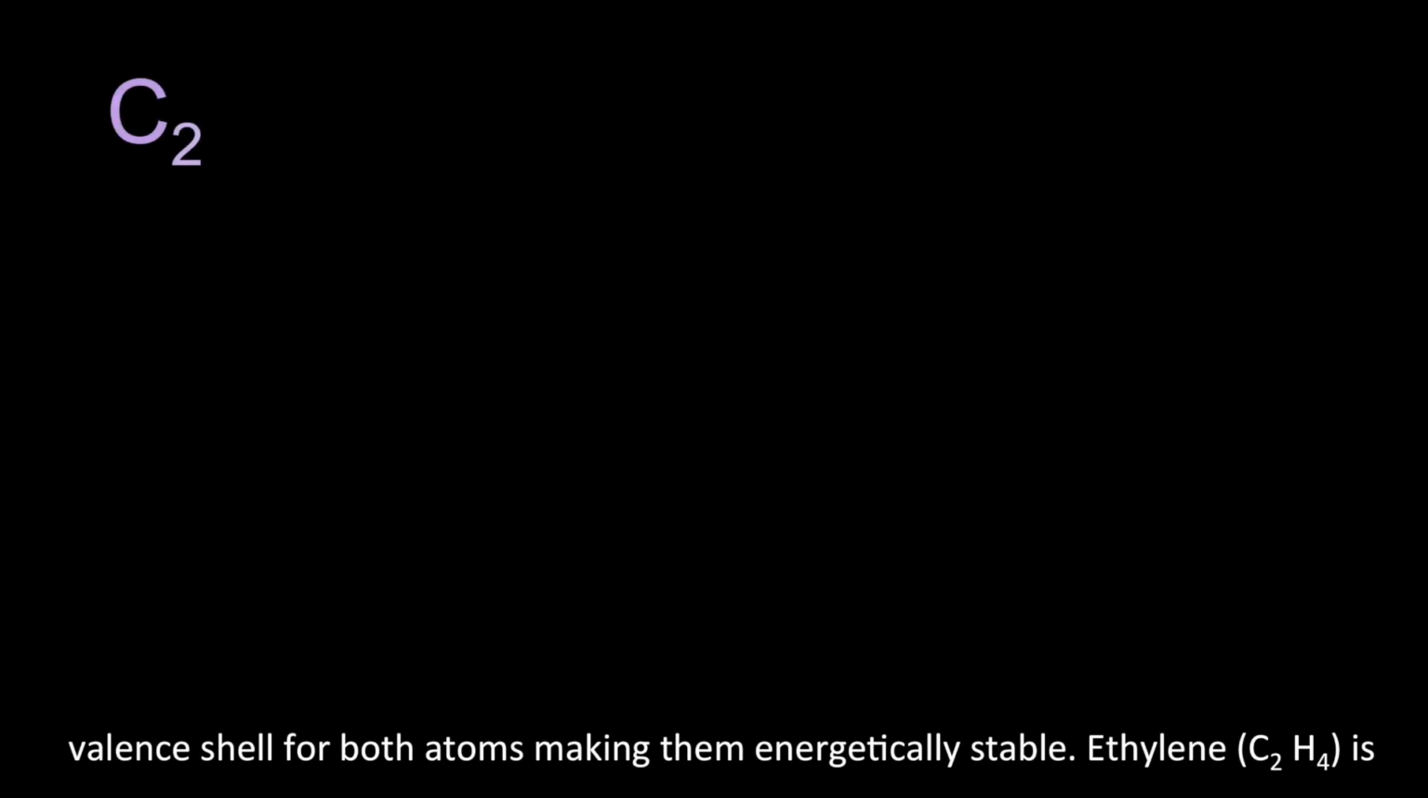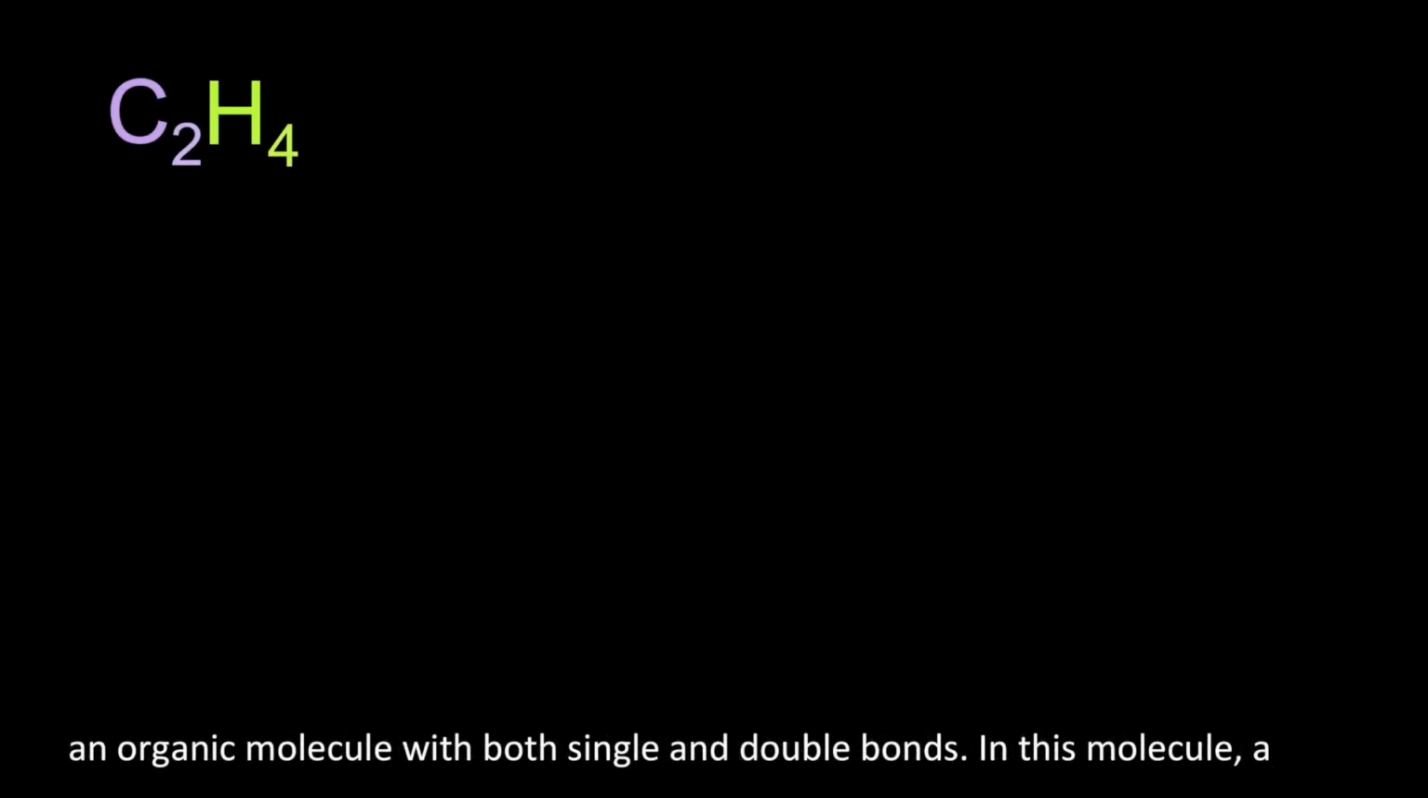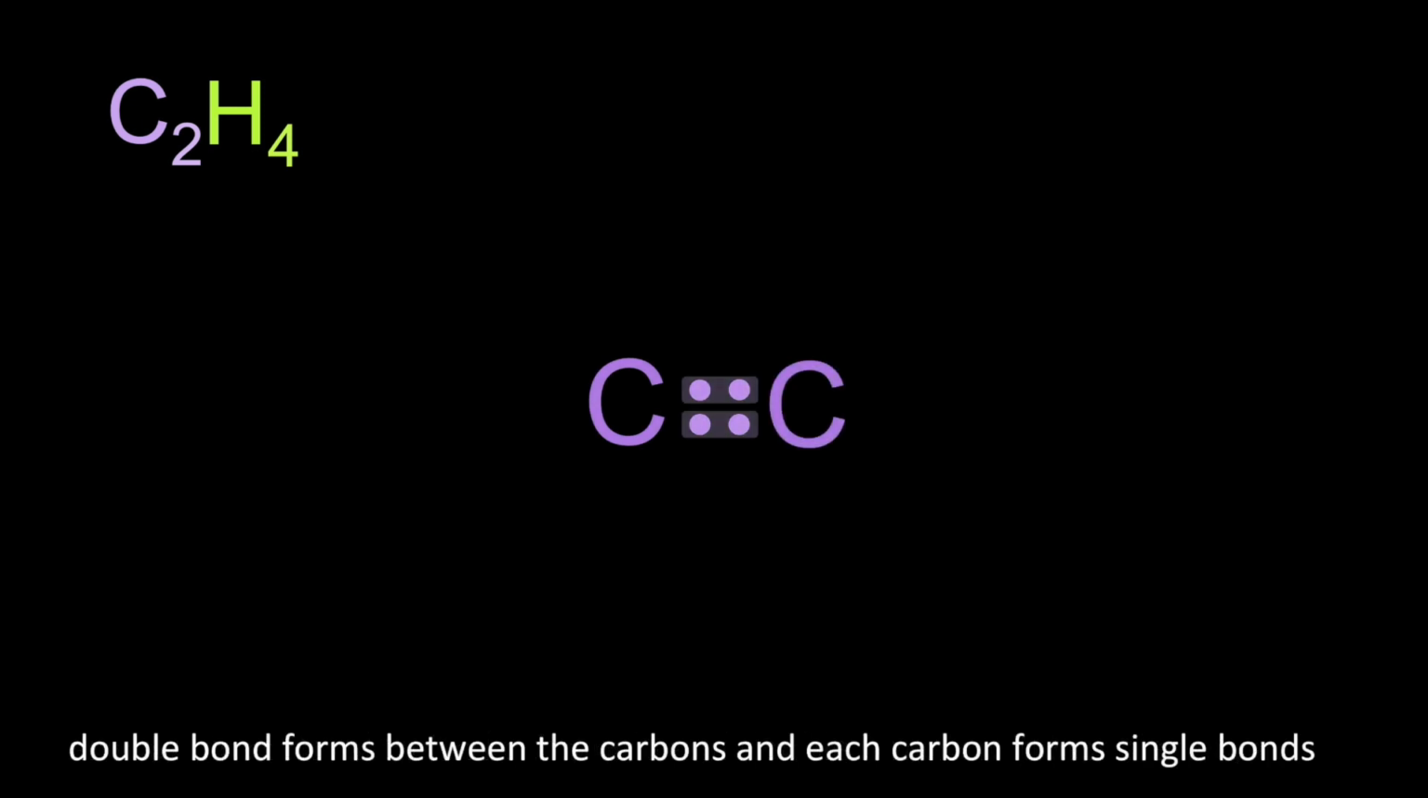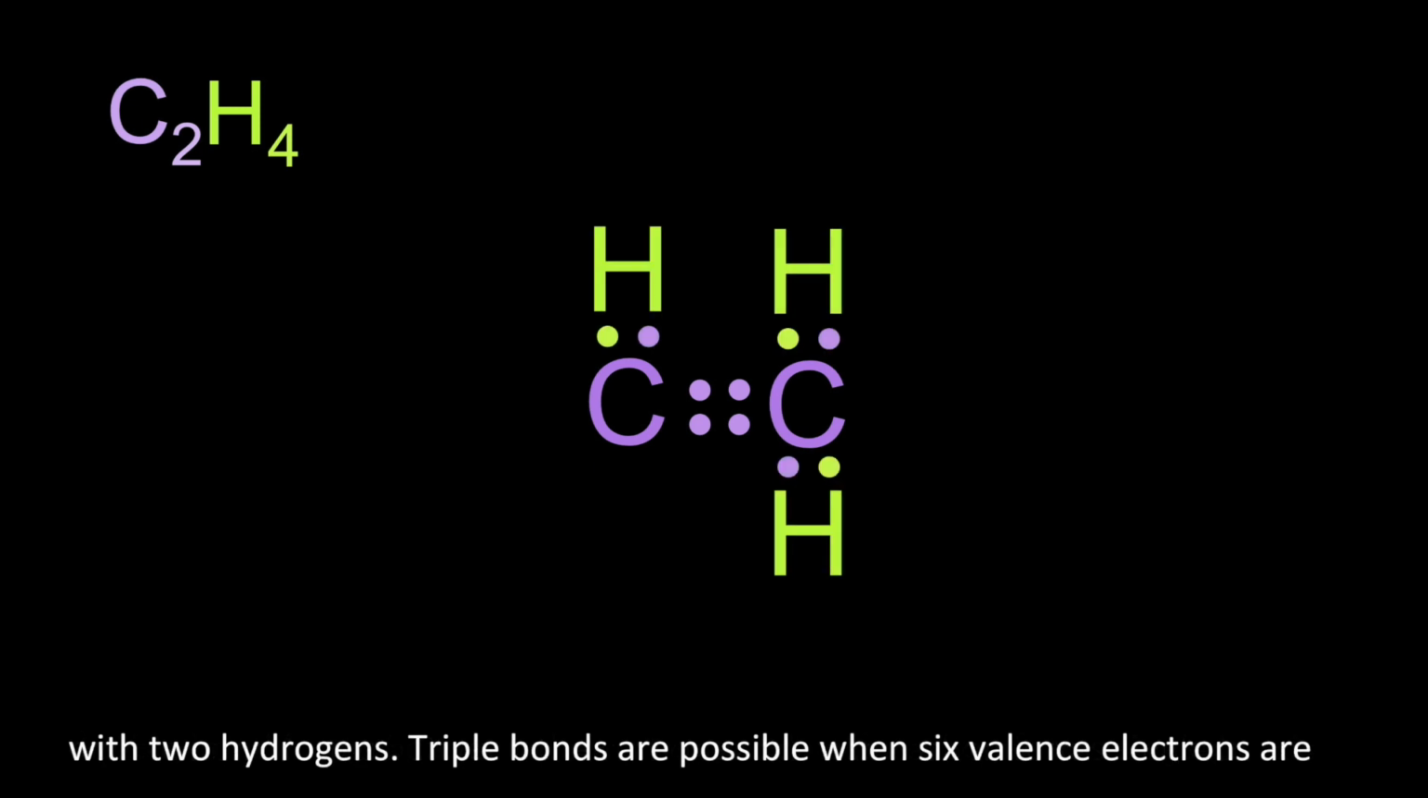Ethylene, C2H4, is an organic molecule with both single and double bonds. In this molecule, a double bond forms between the carbons, and each carbon forms single bonds with the 2 hydrogens.